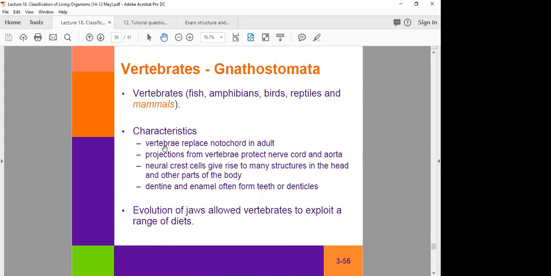Spinal vertebrae will replace the notochord in the adult. Projections from the vertebrae will protect the nerve cord and aorta.